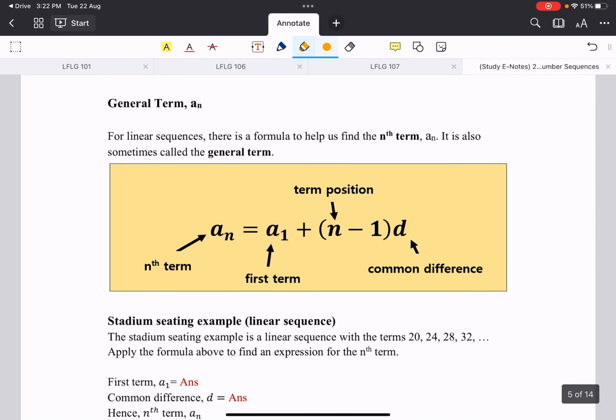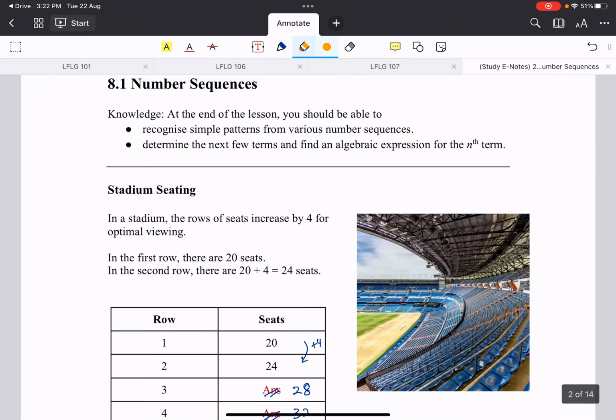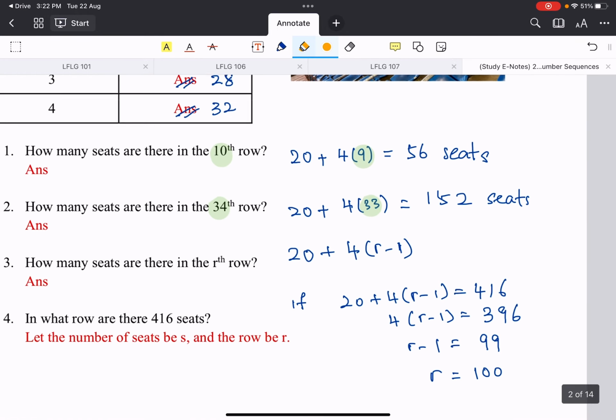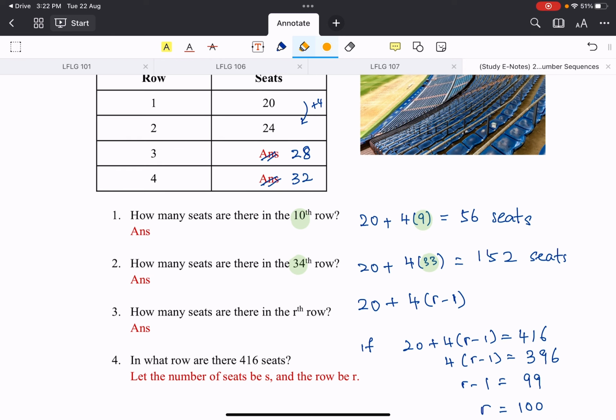So now, general term for the linear sequence is in this form, right? It will be good to actually remember it. It's quite useful. So if we are trying to find the nth term, what we are doing is we will take the first term plus, okay, one number less than the term position times the common difference. So we have seen this in the earlier example with the stadium seats. As you can see, here we go, right? The first term is 20. Right, because that's where n is equals to 1, where the row number is 1. So that gives us 20.